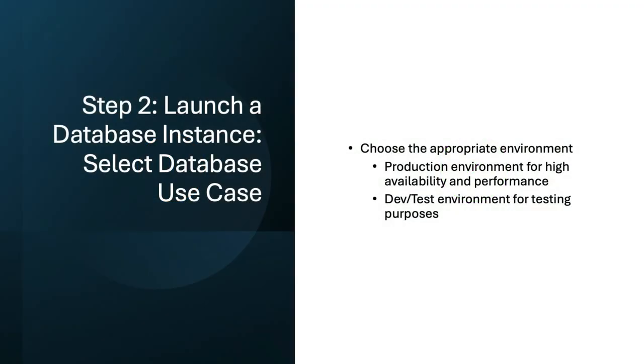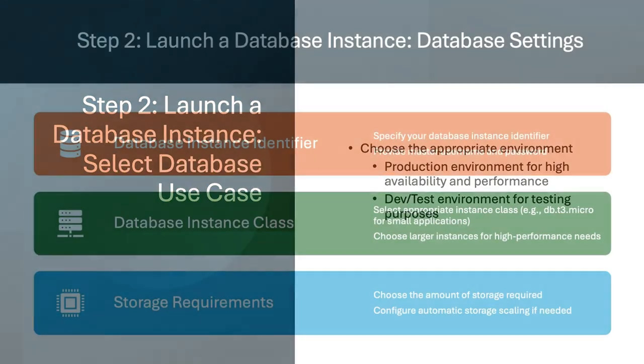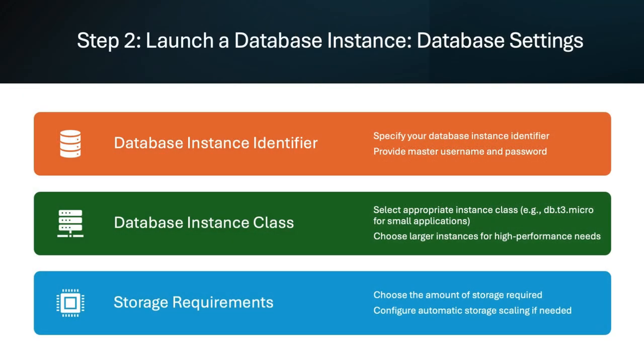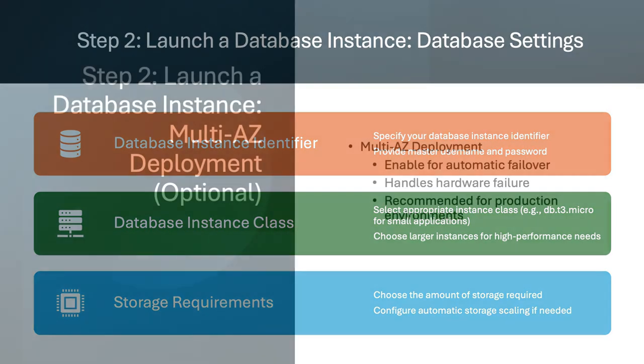When selecting a database use case, choose the appropriate environment. Use the production environment for high availability and performance, or the dev/test environment for testing purposes. Configure your database settings by specifying the instance identifier, master username, and password. Select the appropriate instance class based on your application's needs, and choose the required storage amount. You can also configure automatic storage scaling if necessary.